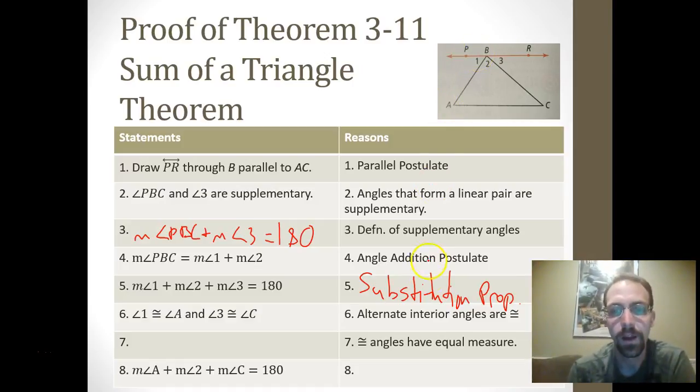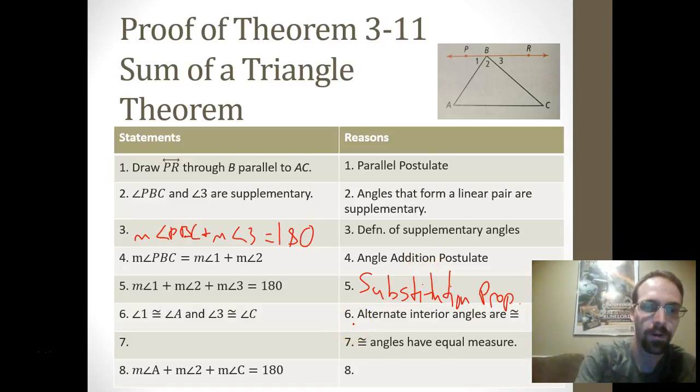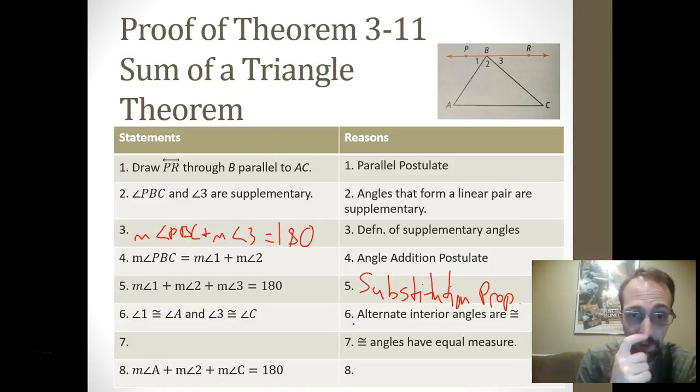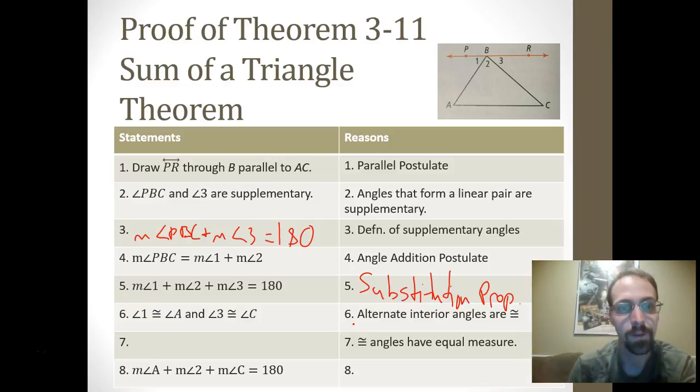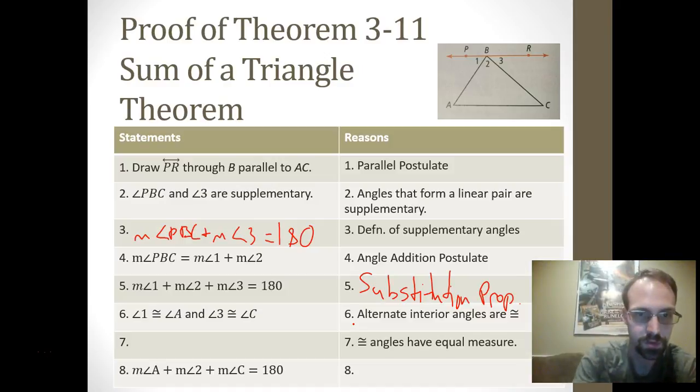Moving on. Congruent angles have equal measure. So essentially what we're saying is that now the measure of angle 1 is the same as the measure of angle A, and the measure of angle 3 is the measure of angle C. But also I can say that the measure of angle 1 is equal to the measure of angle A.